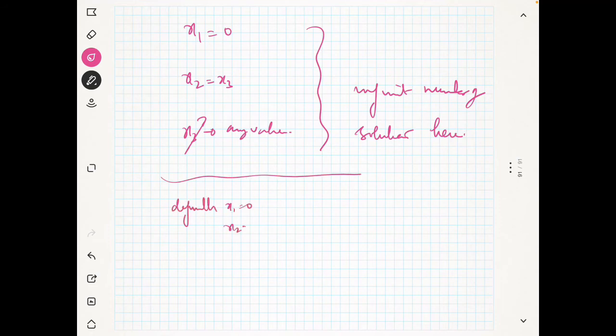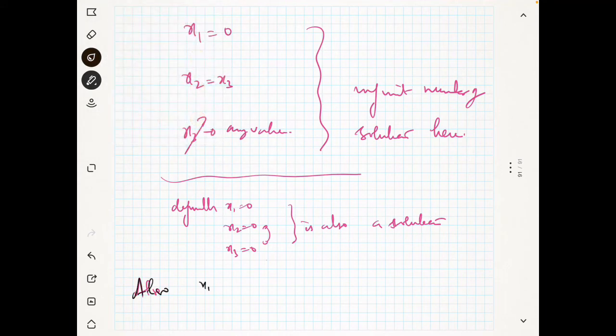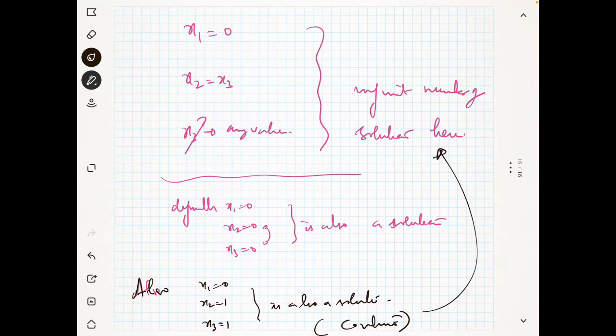So even though it is a homogeneous equation, definitely x1 equal to 0, x2 equal to 0, and x3 equal to 0 is a solution. Here you see that x2 equal to x3 is also a solution. Similarly, also x1 equal to 0, x2 equal to 1, and x3 equal to 1 is also a solution. Like this it will continue, and that means you will get infinite number of solutions.